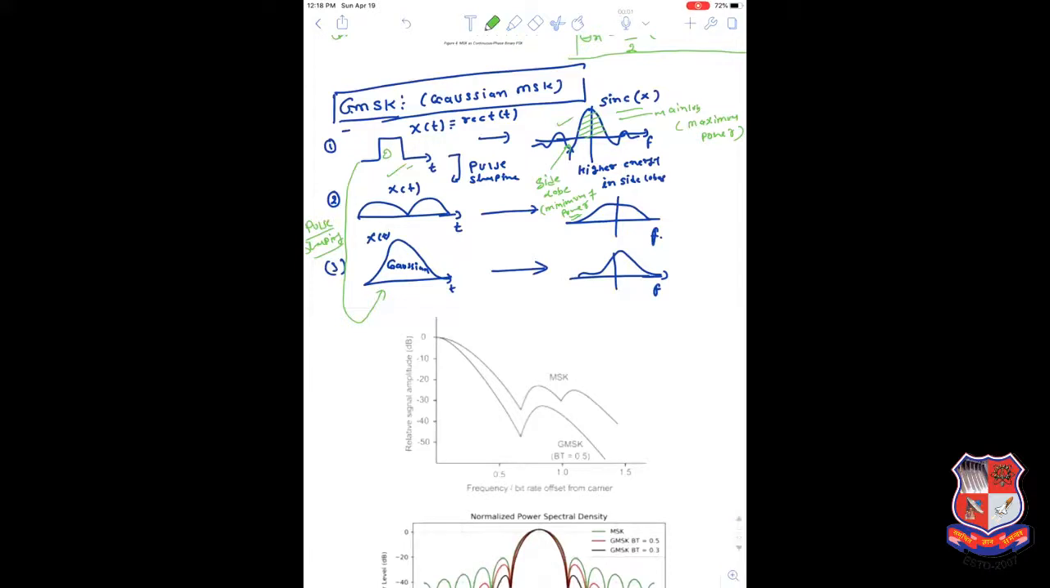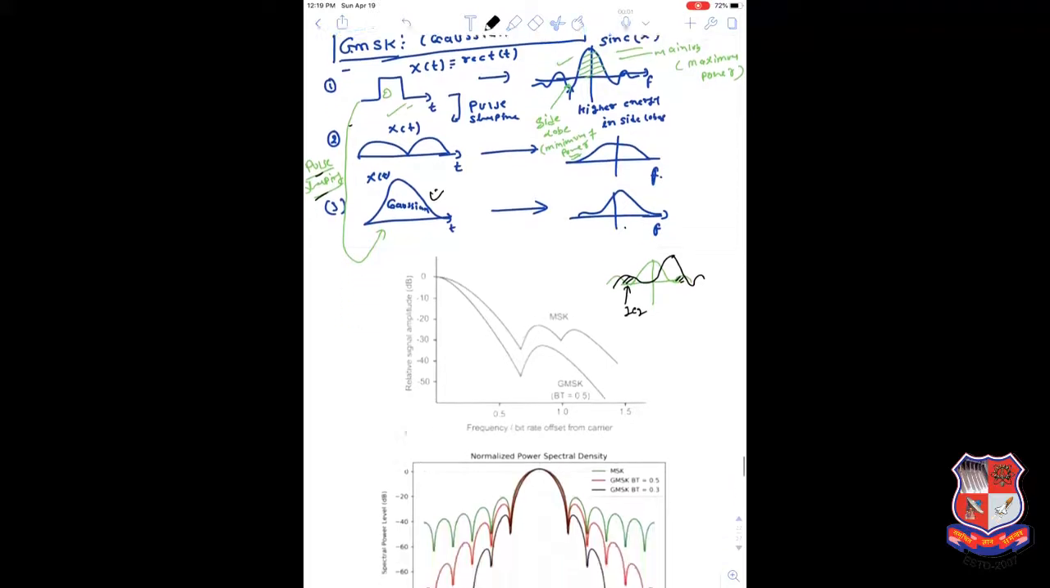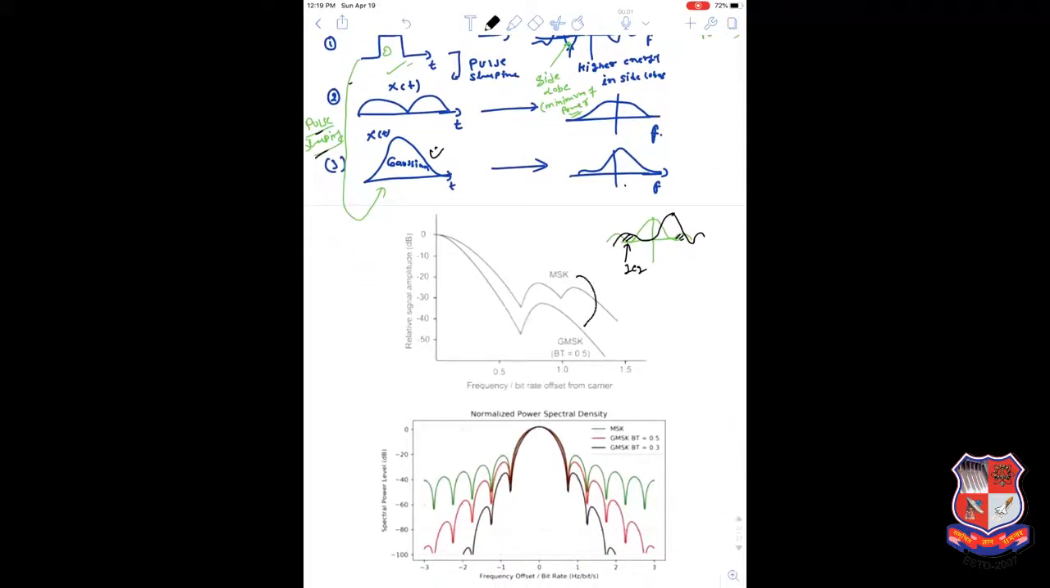because if we have maximum power in the side lobes, then definitely whenever it is combined with some other pulse like this one, they again have intercarrier interference. So the only option available is to change the shape of the pulse. And if we do the pulse shaping, then we have a Gaussian pulse, and the Gaussian pulse has minimum power in the side lobes and maximum power in the main lobe. And then MSK is slightly modified as GMSK, known as Gaussian minimum shift keying.